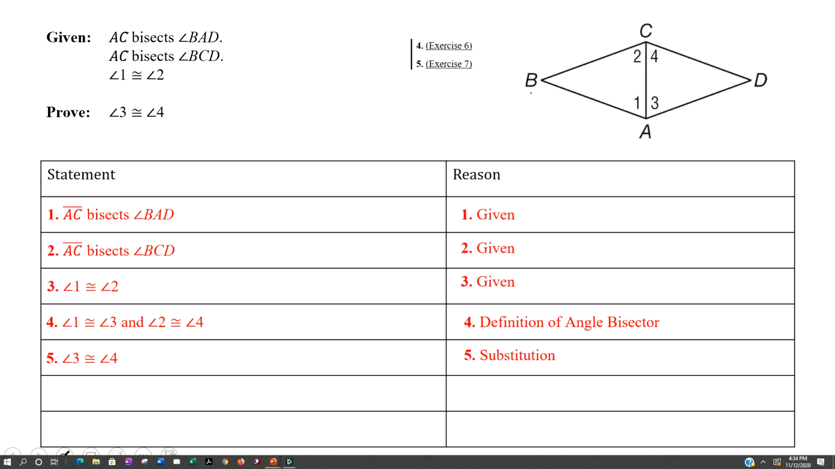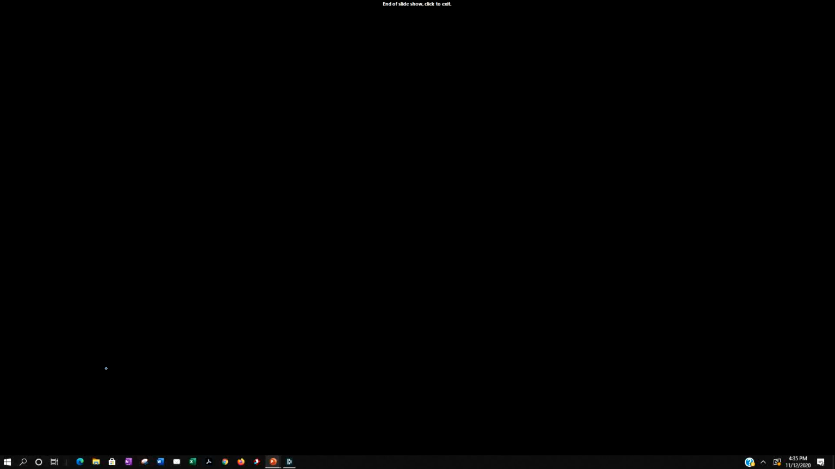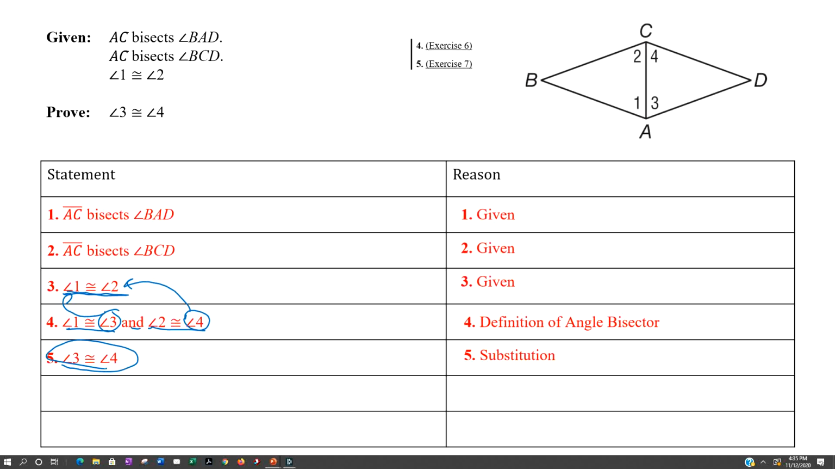Then from there, we're able to say angle 3 is congruent to angle 4 because of substitution. We had angle 1 and angle 2 congruent, and we were able to say that this was congruent to that, and that was congruent to that. So we substituted angle 4 in for 2 and angle 3 in for 1, and that's how we got to the substitution for the last line. That is the last line of our proof, because we proved that angle 3 is congruent to angle 4.